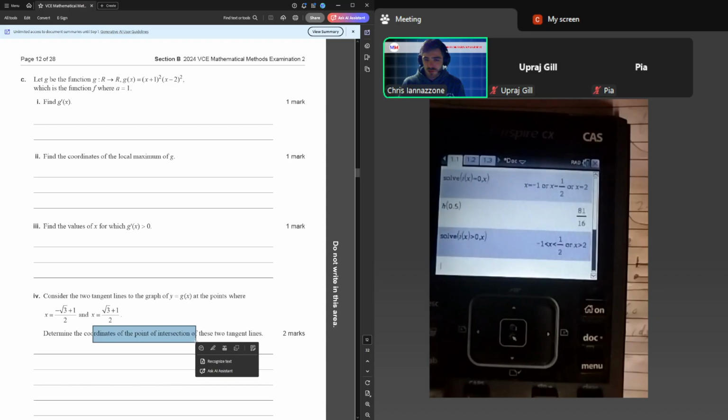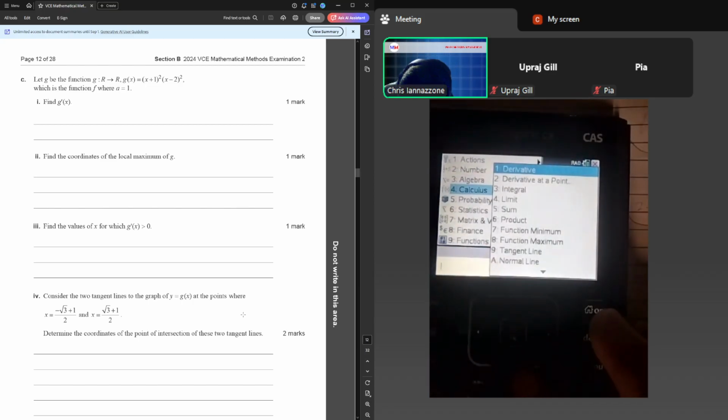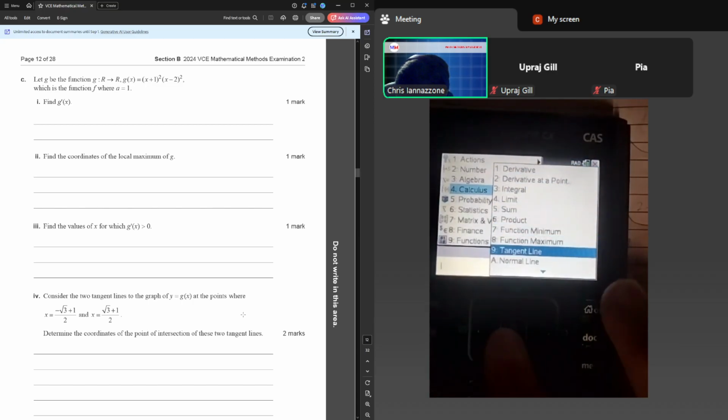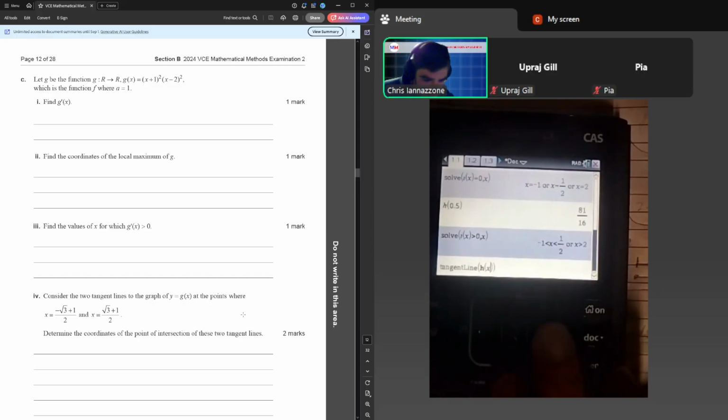Who knows how to speed through that on the CAS? What CAS functions do we have access to? Both the TI and the Casio have the same things for this. Who knows it? There's an inbuilt function that'll be really helpful instead of having to do it all by hand, finding tangent lines. Yeah, tan line. Nice. For TI Inspire users, it's going to be the tangent line function, but it's exactly the same. You give the function, so we wanted h of x.